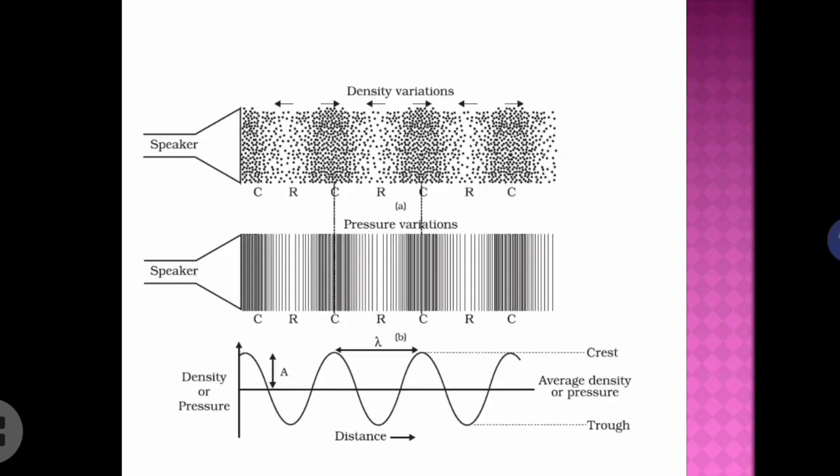Density variations or pressure variations, and the amplitude, are shown in the figure. Then the wavelength lambda: it is the density or pressure variations plotted against the distance. So this is the visualization of density variations or pressure variations as a sound wave.